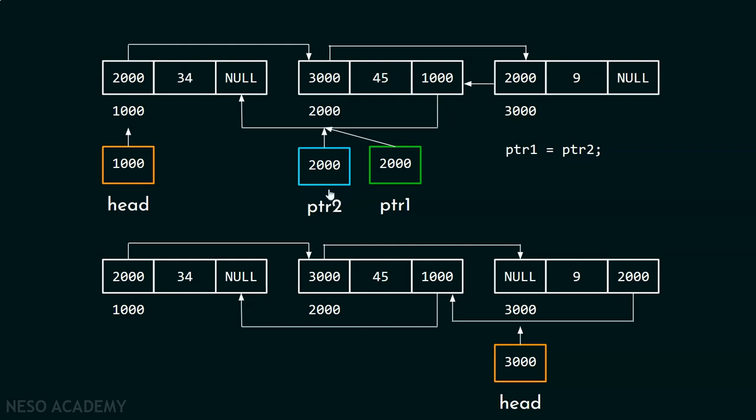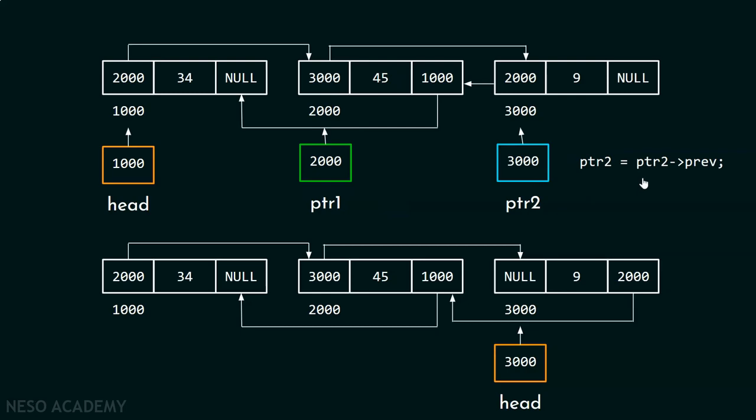How we will move ptr2? We can move our ptr2 pointer by using ptr2 prev, right? So ptr2 is equal to ptr2 prev. Now ptr2 is pointing to the third node of the list. Now our next job is to update the third node of this list.